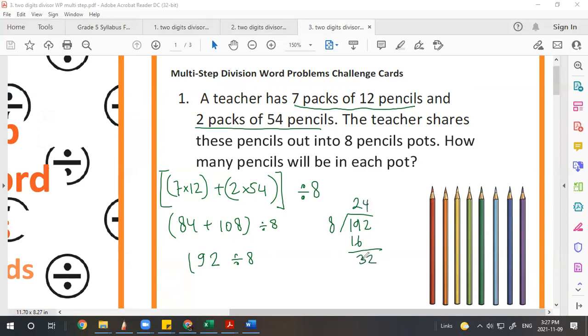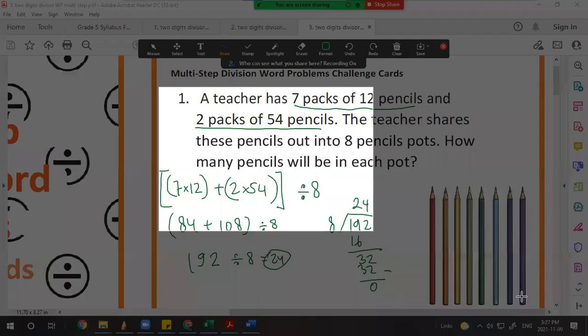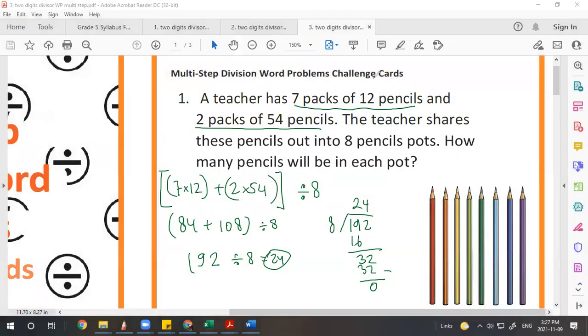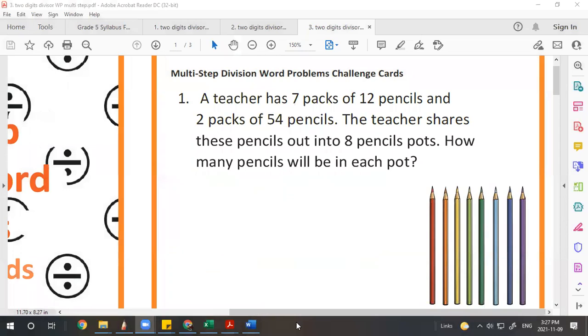This is a piece of cake. Why? Because this is not a real division. This is word problem division. So sometimes your teacher will be quite fair and give you word problems that are easier than the number itself when it is in number form. So 24 pencils in each pot. This will be your answer for number 1, multi-step division word problems in word problem form. Okay.